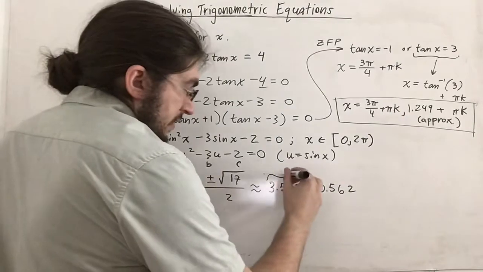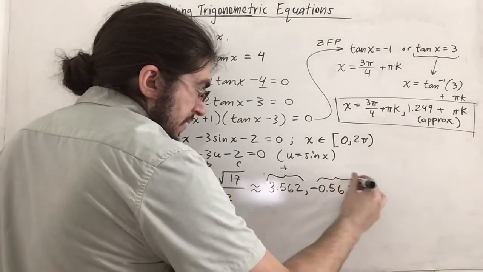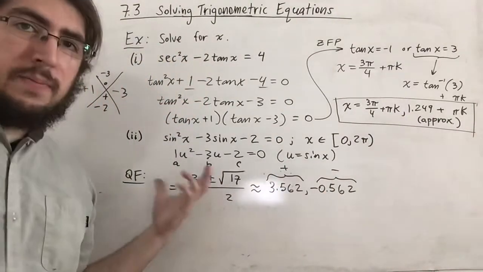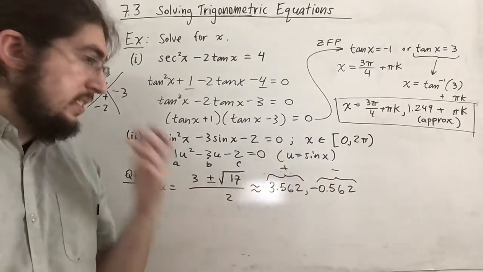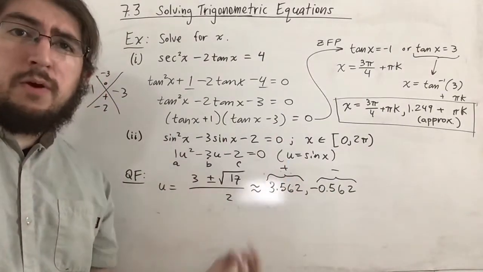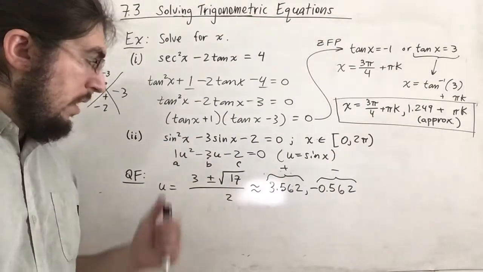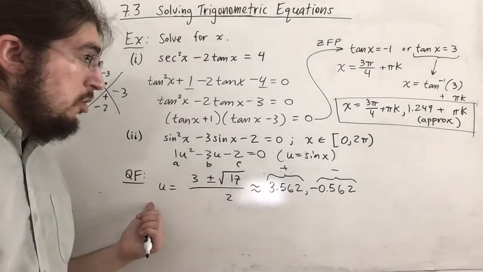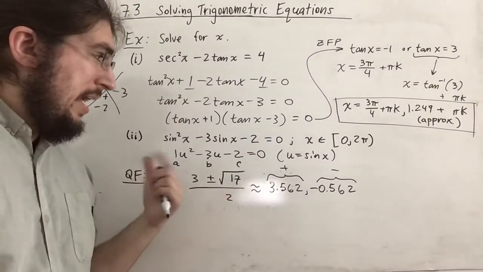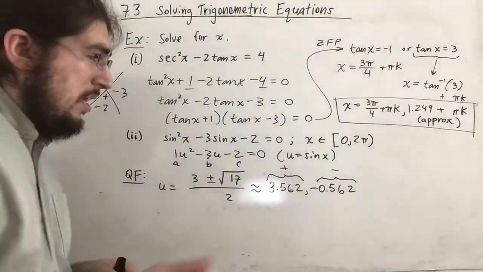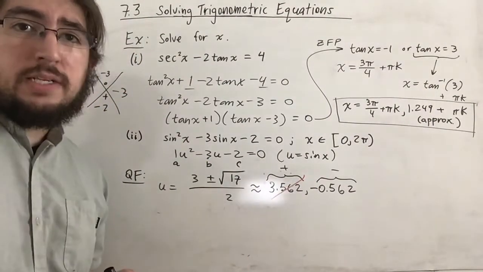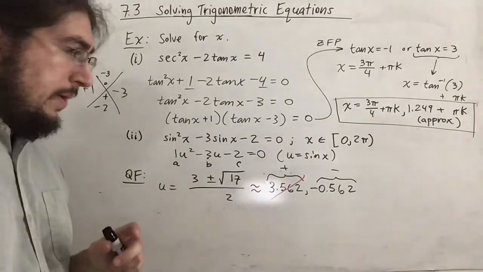So for the positive case, we got 3 point something. For the negative case, the minus case, we got -0.562 after rounding. By the way, these are both rounded to 3 decimal places. And notice we want to let u equal sine, and sine can't be bigger than 1. So this right away will give an extraneous solution. So it's something to keep in mind.